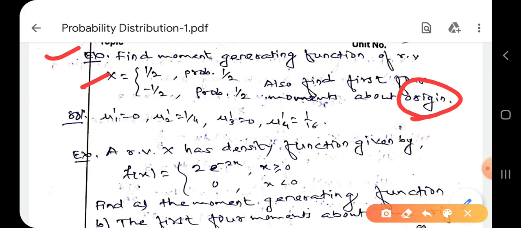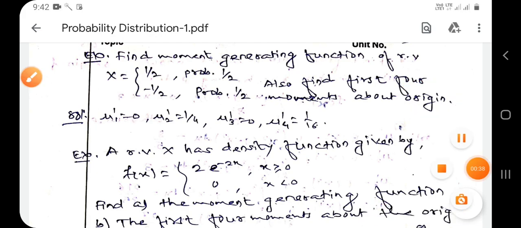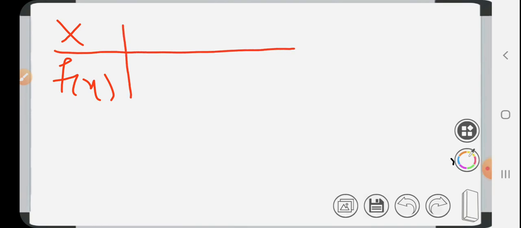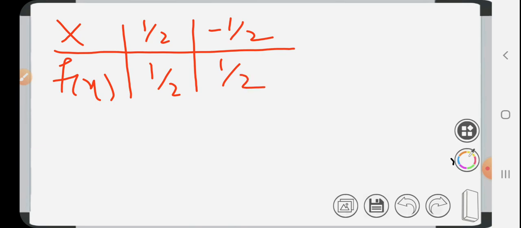Now to solve this problem, again we use our whiteboard. Here x and f of x are given. F of x means probability and values of x. There are two values of x, 1 by 2 and minus 1 by 2, and the probability is also 1 by 2 and 1 by 2. So we have to find the moment generating function. Discrete values are there. Moment generating function is required.